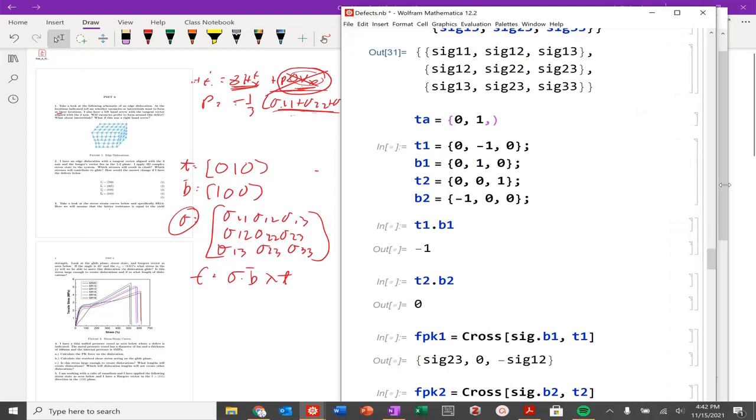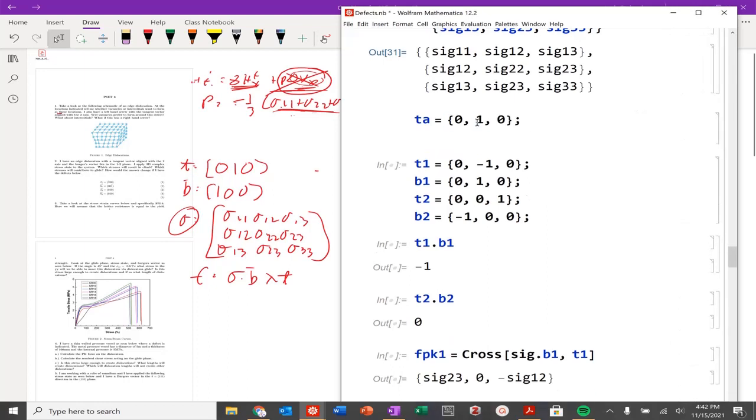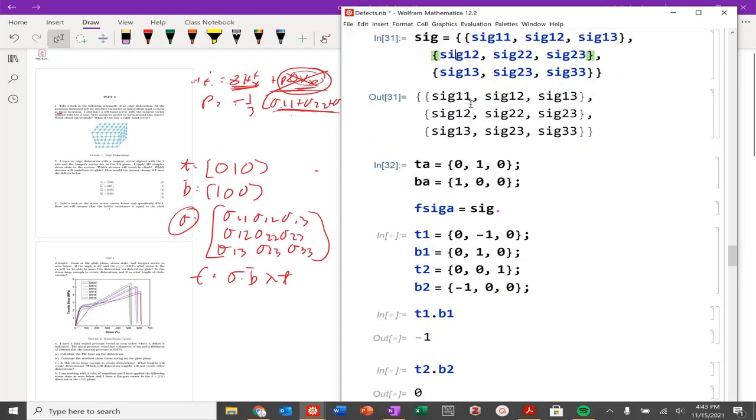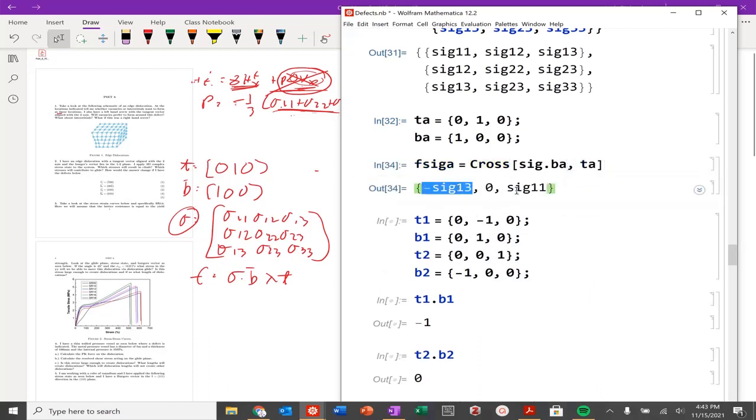So I've got my tangent vector, TA, 0, 1, 0. Because it's an edge dislocation, it needs to be perpendicular. So again, my BA, it could be 1 or minus 1, but I'm just going to go 1, 0, 0. And so now the force F of my general stress on A is just going to be sigma, where this is my generic sigma, dotted with my Burgers vector, BA, and then I'm going to do cross with my TA, and voila.